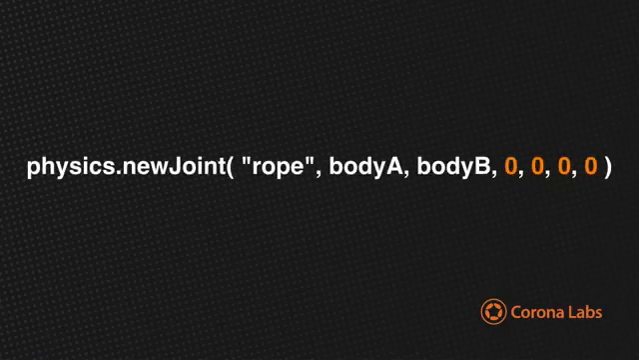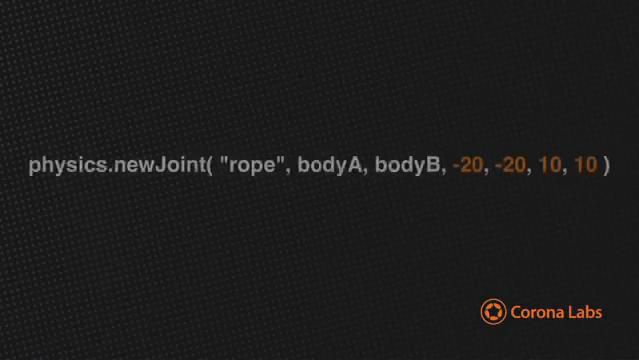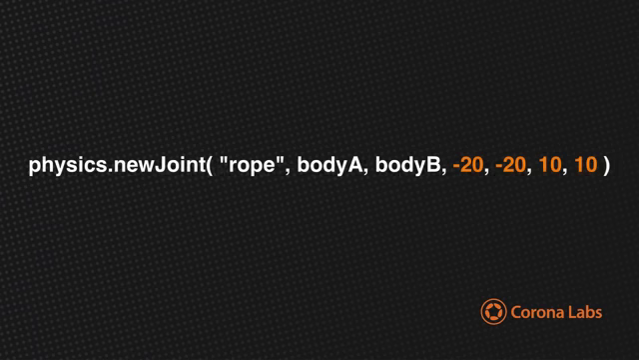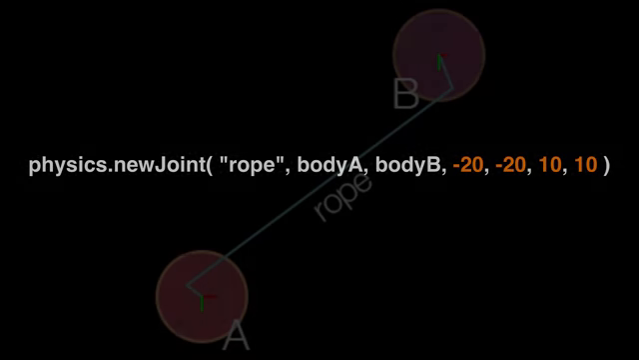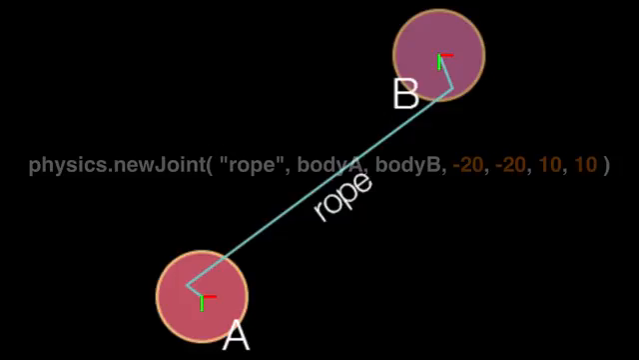For example, if you specify 0, 0, 0, 0, the rope ends will be attached to the center of each body. However, if you specify -20, -20, 10, 10, the rope end attached to body A will be offset 20 pixels left and upward of its center point, while the rope end attached to body B will be offset 10 pixels right and downward of its center point.